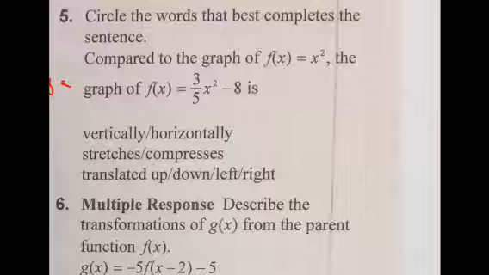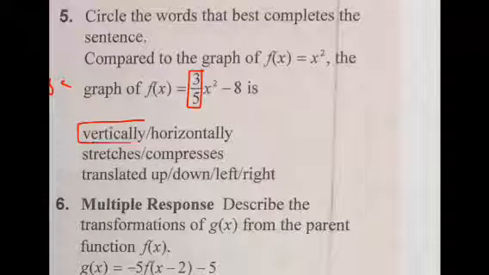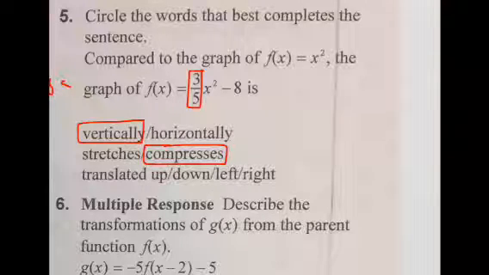So number 5, you have to circle in each row. You have to circle the transformation that's going on here for f of x. So first thing we see is that we have an a value, and so that means it's vertical, and because it's less than 1, we know that it's a compression, so it's vertically compressed. And then this -8 right here, it's a k value, so it's going to be translated down because it's k, not h, and that's it.